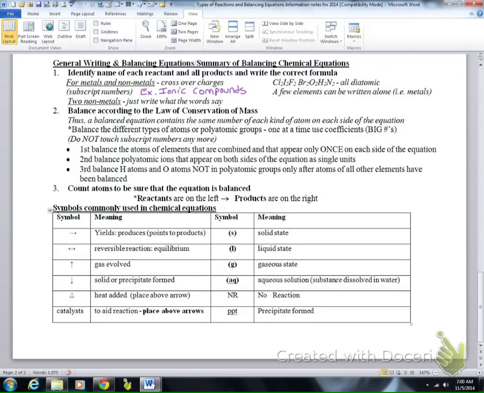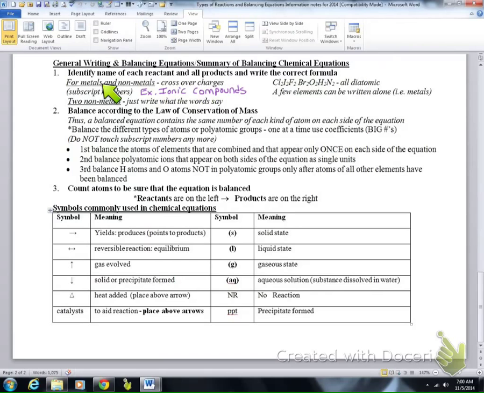This set of notes is on general writing and balancing equations, and just a summary of balancing chemical equations. The first thing that we're going to do when we are working with chemical equations is identify the name of each of the reactants and all of the products and then write the correct chemical formula. So we're going to apply what we learned in the chemical bonds unit, both with ionic and covalent bonds, and we're going to write the correct chemical formulas now.